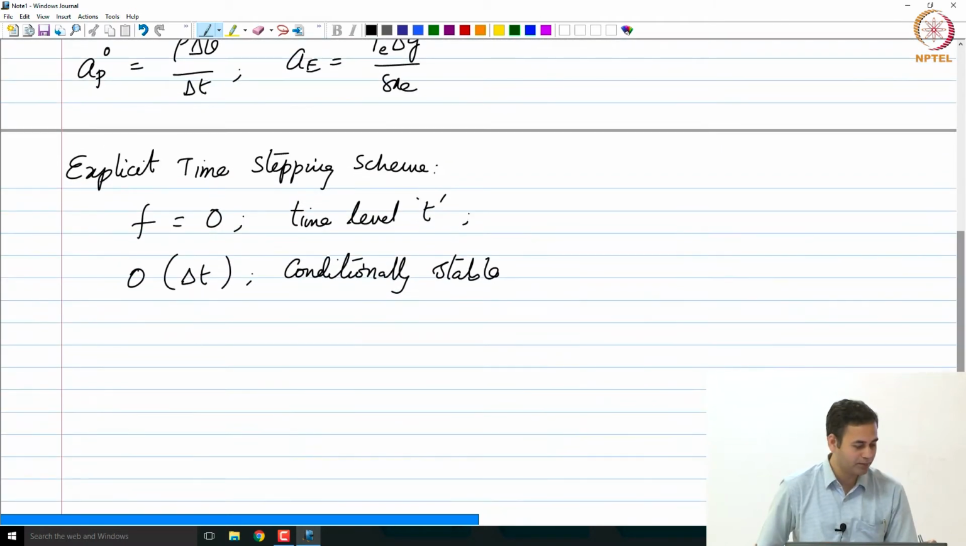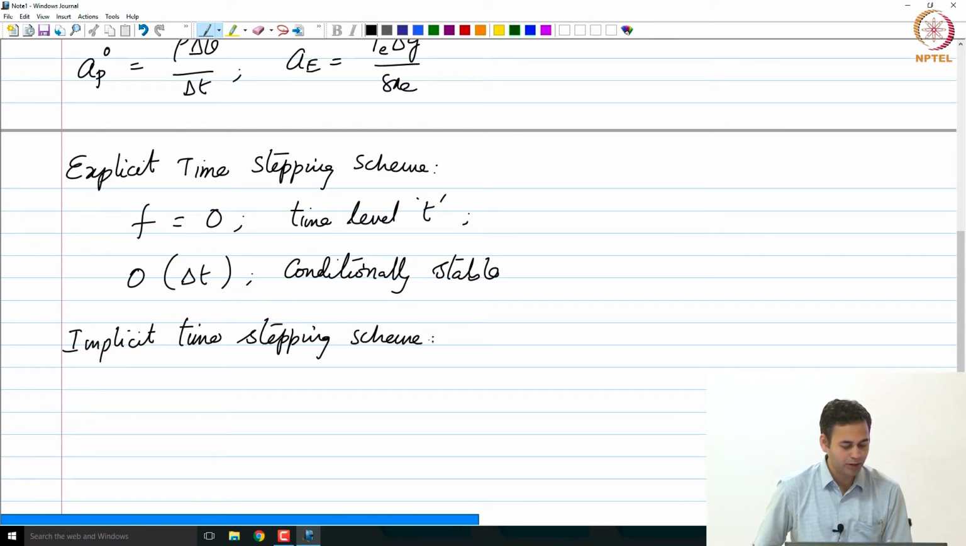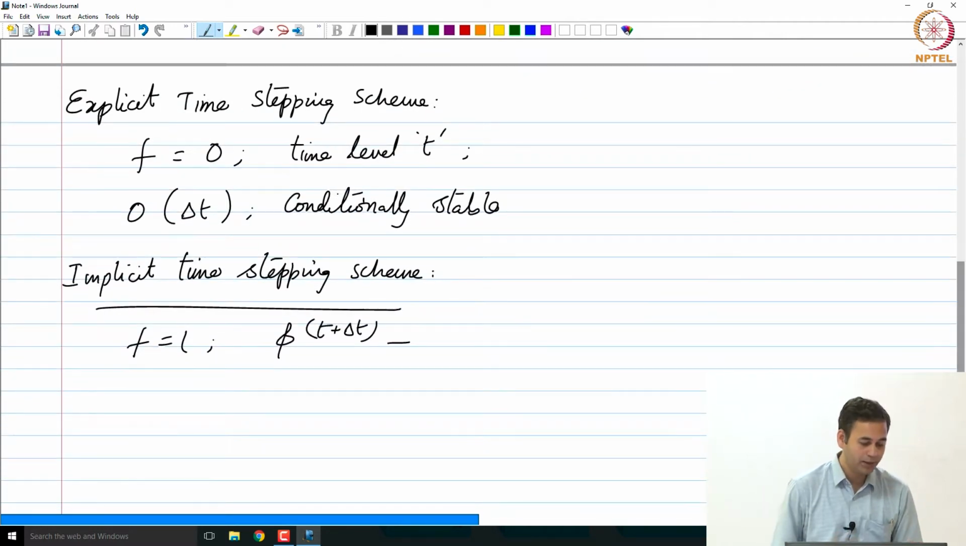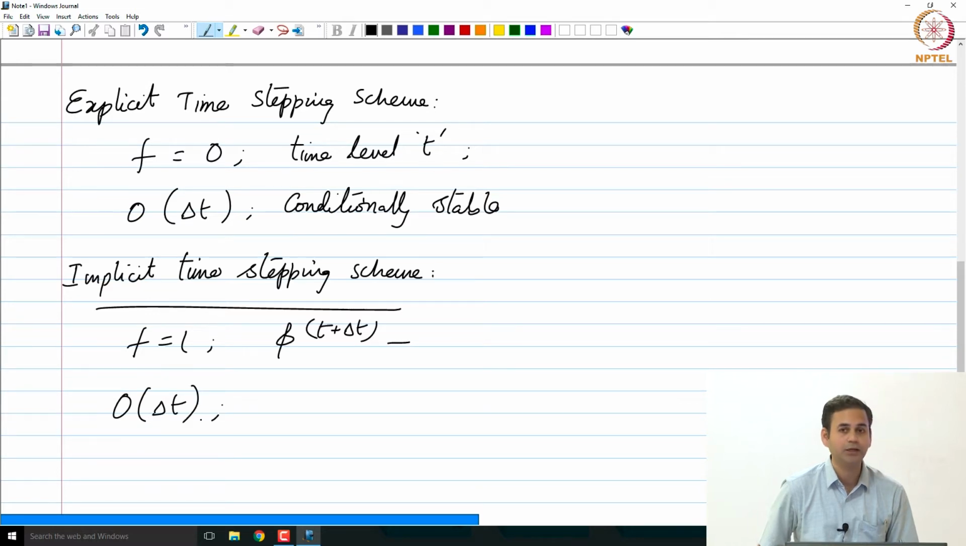We also looked at another time stepping scheme by setting f equals 1, that was the implicit time stepping scheme. In this case the values of phi at t plus delta t are assumed to prevail over the entire delta t, right. Essentially the unknown values are assumed to prevail, and then we also said without proof that this is also only order delta t accurate in terms of temporal accuracy.